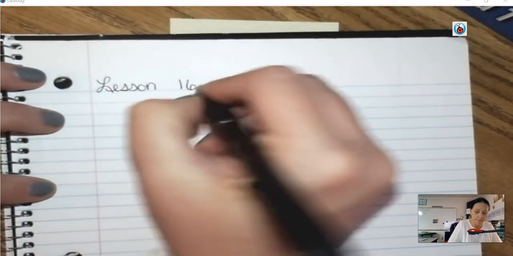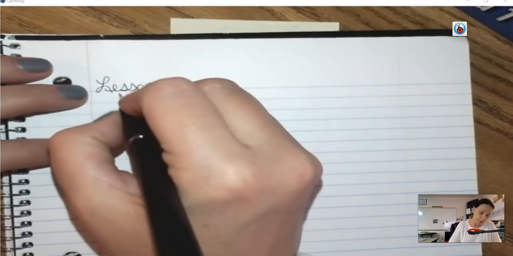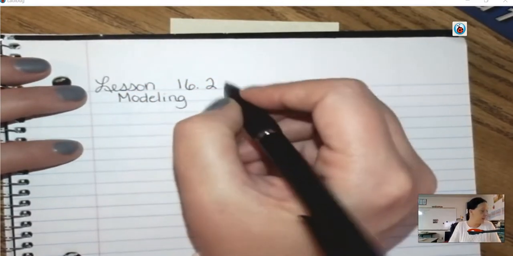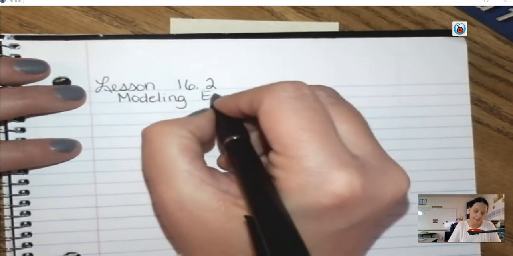Today we're working on lesson 16.2. This lesson will take multiple days. It is a little long. It's on modeling, which is word problems. Modeling exponential growth and decay.